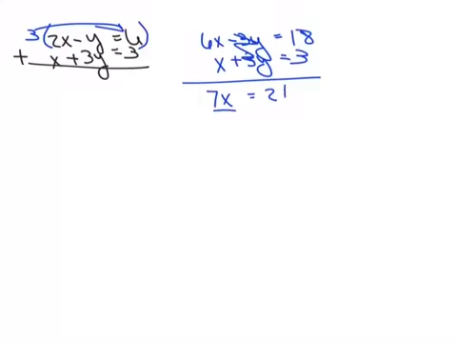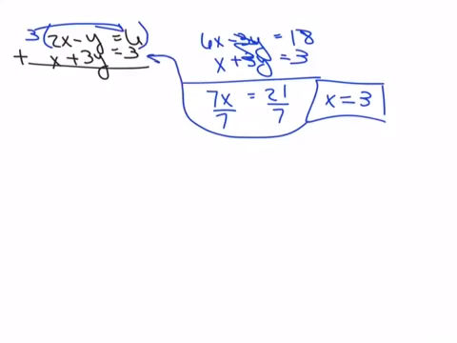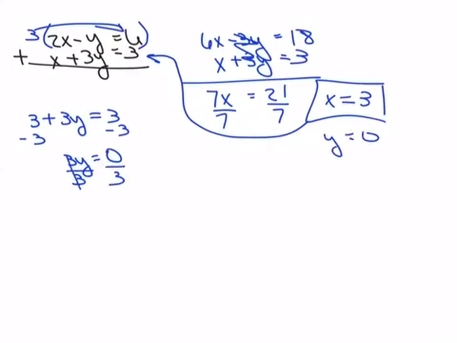Okay, then I divide by 7, and my x equals 3. So I was able to find out what my x is. Now I go back to the original problem. This one looks like it might be easier to substitute that 3 in. So I put a 3 in for x, subtract 3, so I have 3y equals 0. Divide by 3, y equals 0. So when x is 3, y equals 0, and then again it's written 3, 0 in that order. X first and then the y.